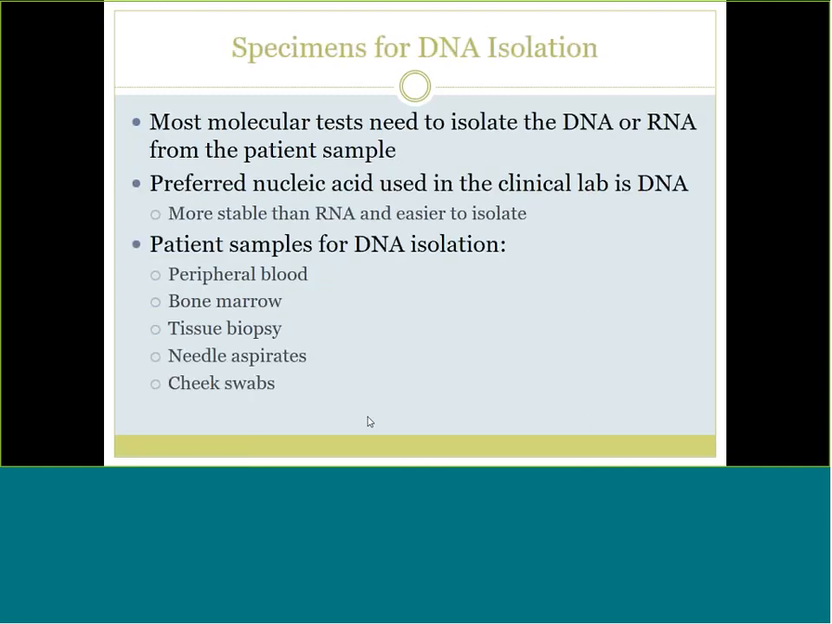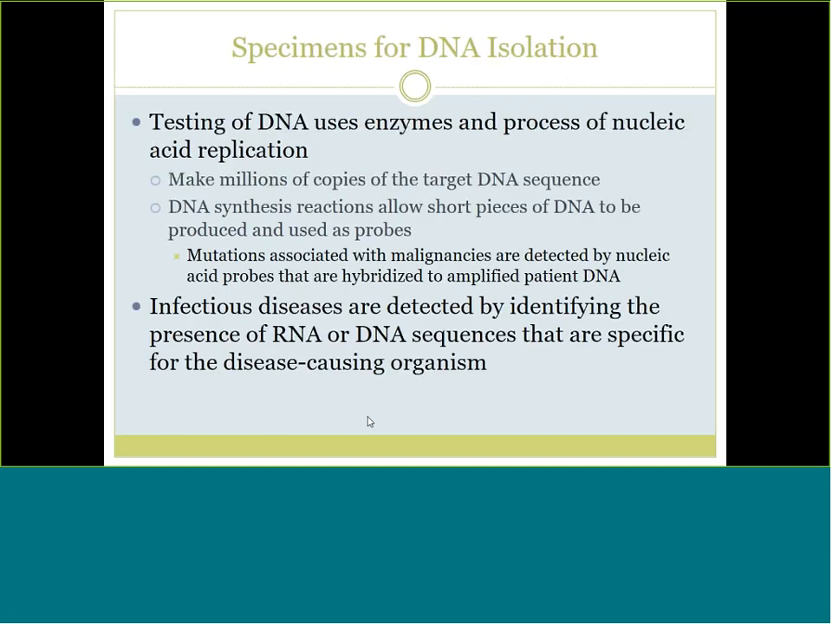So different specimens we can take in for DNA or RNA isolation. That's kind of what it means by molecular testing. Molecular testing is all about the nucleic acid testing. So mainly DNA. We can do RNA, but DNA is usually more stable and easier to kind of isolate. So usually it's just DNA. So the following list at the bottom kind of gives you some ideas of samples you can take: blood, bone marrow biopsies, needle aspirates, and cheek swabs.